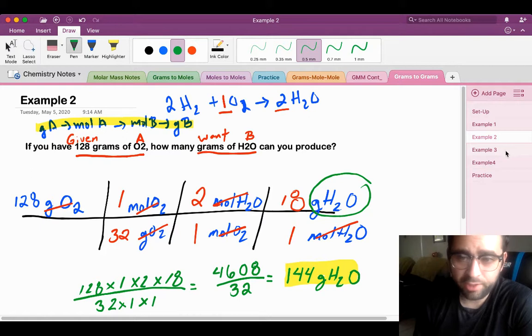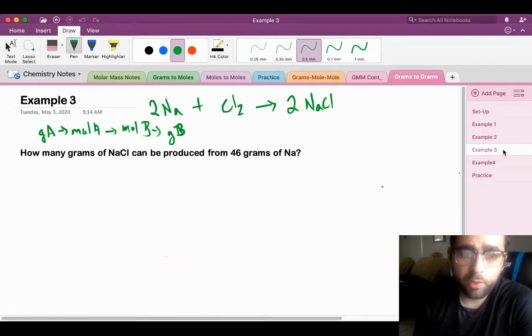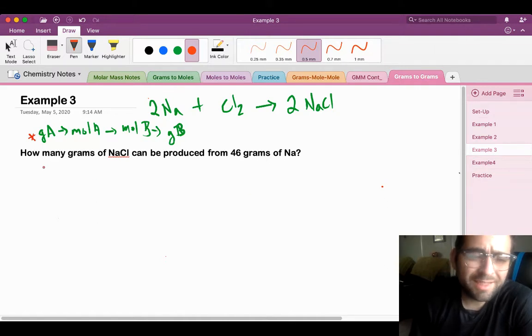So here's the next example. We're going to be using the equation for salt, sodium chloride. So that's right here: 2Na plus Cl2 gives you 2NaCl. This is just the roadmap again, so that you can see where I'm getting each box from. Now the question says, how many grams of NaCl can be produced from 48 grams of Na? Right away, this is a quantity that's been given to me, so this is my given.